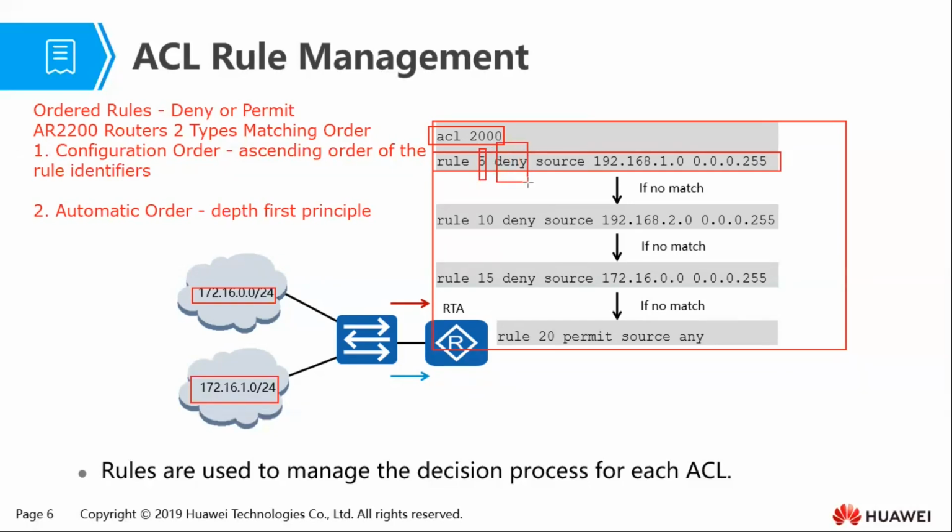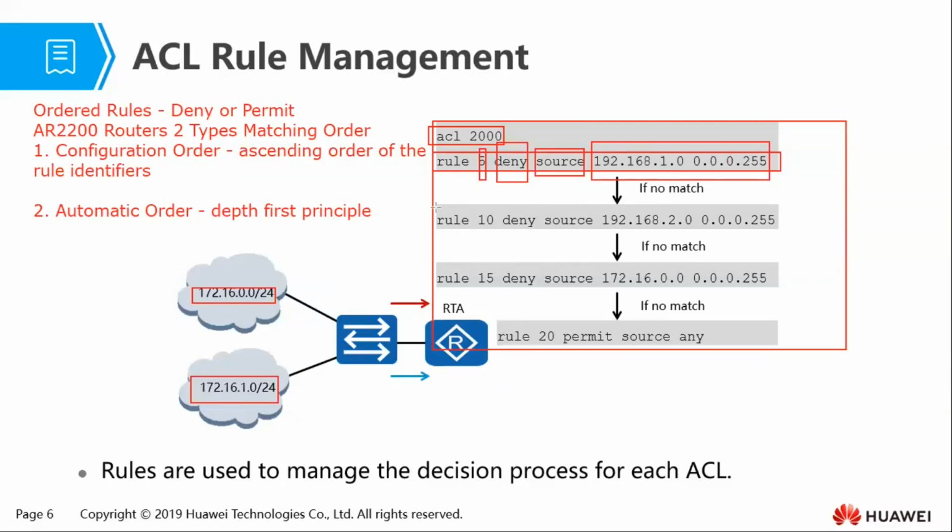We said it can be deny or permit. So what is this one doing? Denying. What is it denying? Anyone with a source address from this particular network, 192.168.1.0/24. So if a packet comes in and the source address lies within that network, discard it. That is what rule 5 is saying.